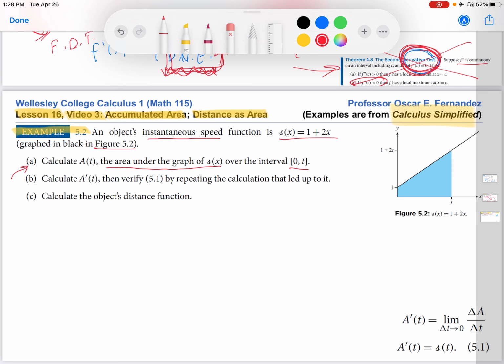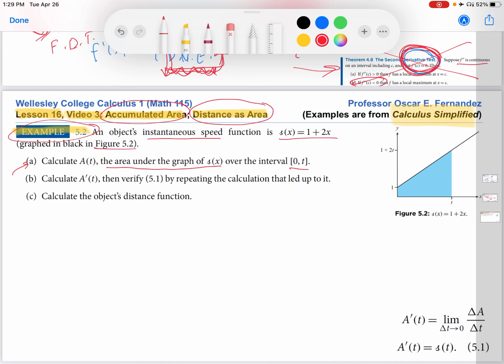So just to give you a preview, what this example does and what's done before this example in the book, in the beginning of chapter 5, is again relating distance traveled to area and thinking about accumulated area specifically as a way to relate that distance to area. This part A might seem like it has nothing to do with those topics, but we're getting there. Once we do B and C, we'll see those connections in this example.